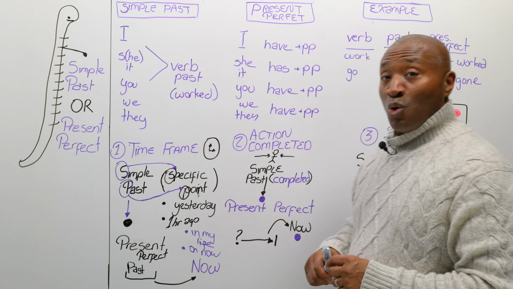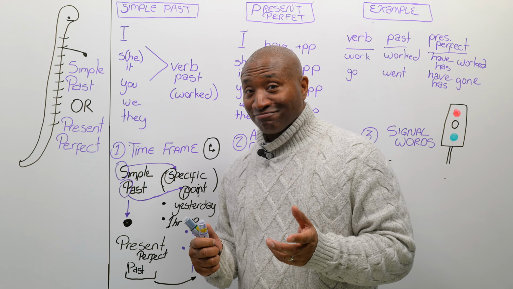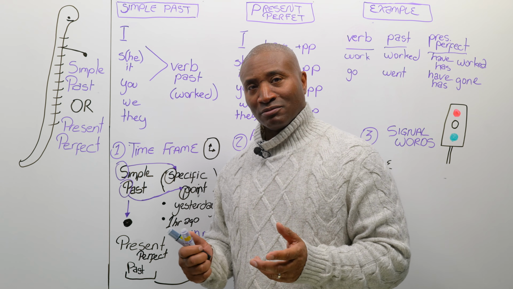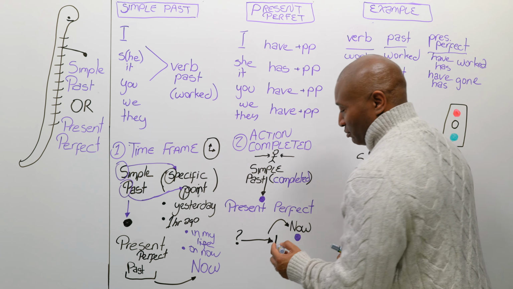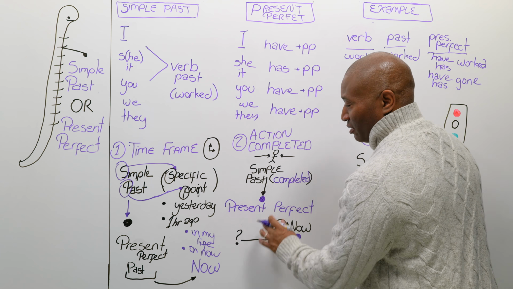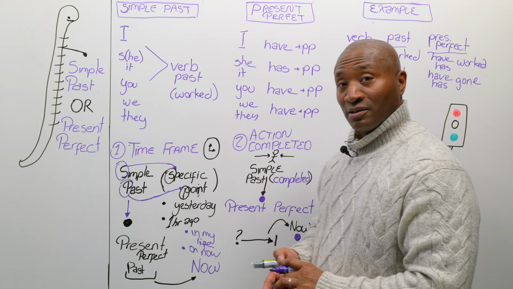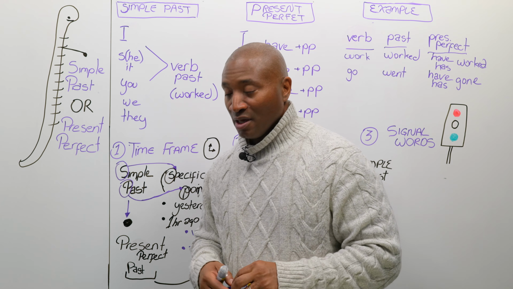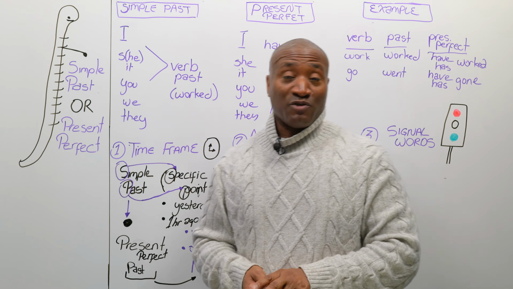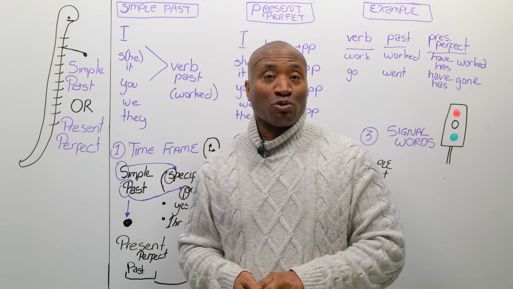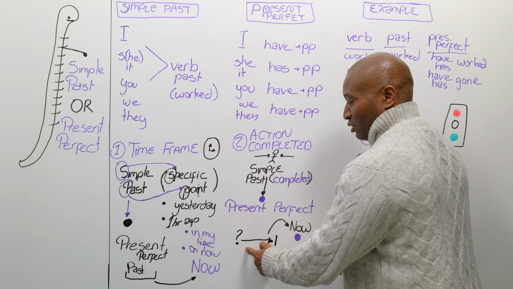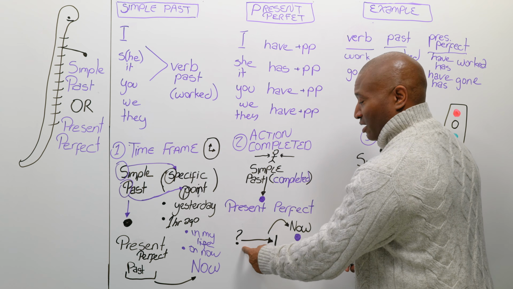Number one, we don't know when it happened. No, we don't. But we do know it was finished at some time here, but not a specific time, and it has an effect on the present, right? If someone says, have you eaten? You say, I have eaten already. Well, I know you ate back then.